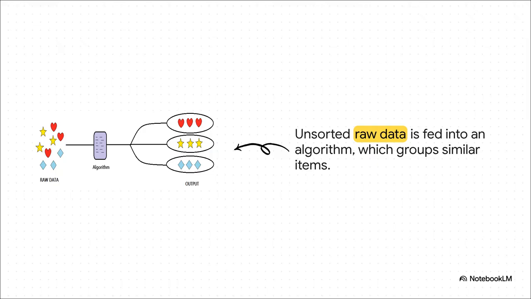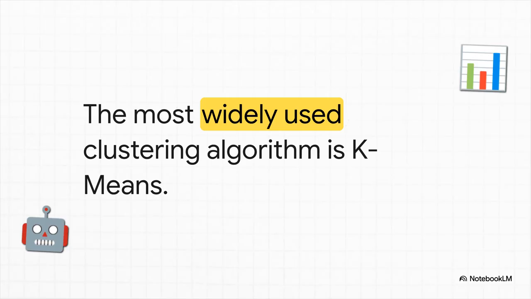This is the basic idea. Imagine you start with just a jumbled mess of raw data, right? All the hearts, stars, and diamonds are totally mixed up. Well, the clustering algorithm goes in, finds what they have in common, and automatically sorts them into these neat, perfectly organized groups. Now, there are a bunch of different ways to do clustering, but one of the most famous, one of the most fundamental algorithms out there is called K-means. So, let's pop the hood. Let's see how this thing actually works.